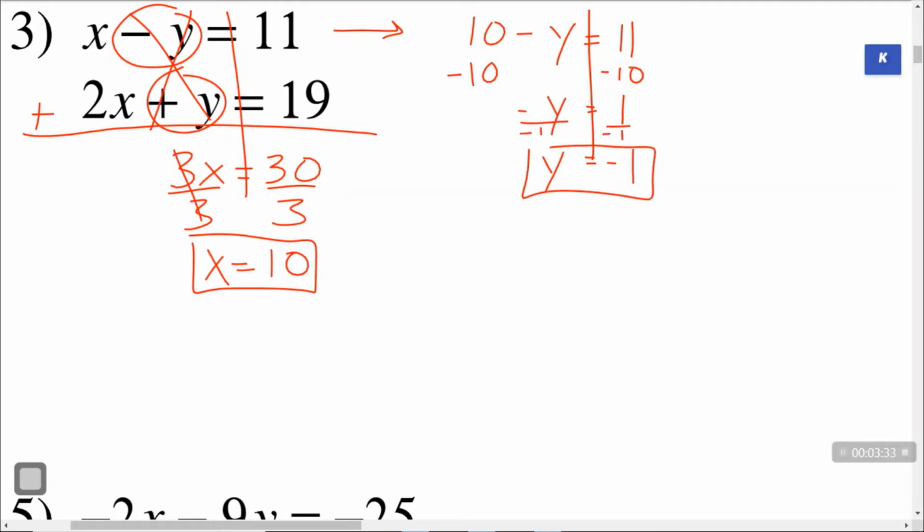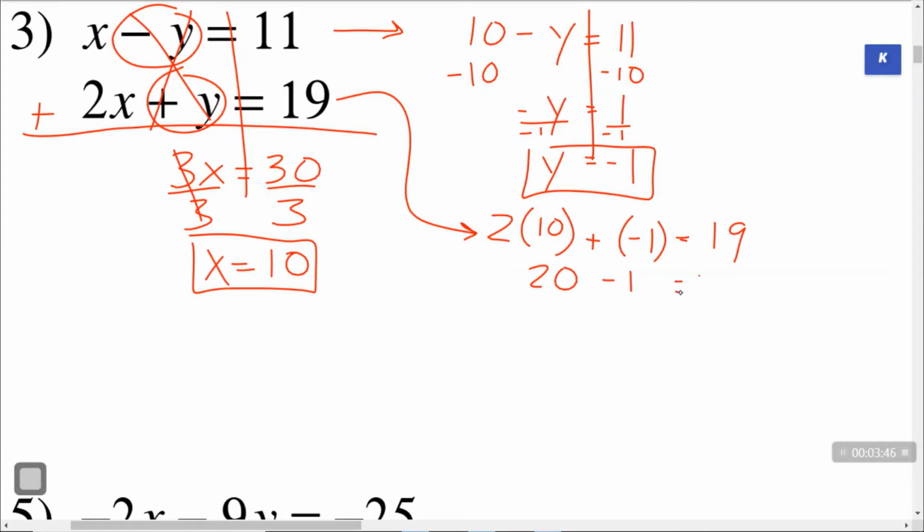Alright, but let's check my answer now. So 2 times 10. Notice I'm using the second equation to check it. Alright, 2 times 10 plus negative 1 equals 19, and 2 times 10 is 20, minus 1, and that indeed does equal 19, and therefore my answer is correct, and I can write it as an ordered pair.